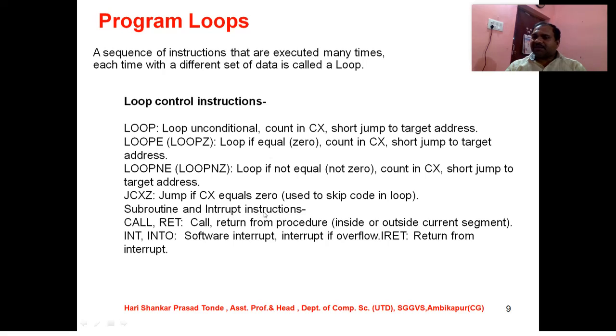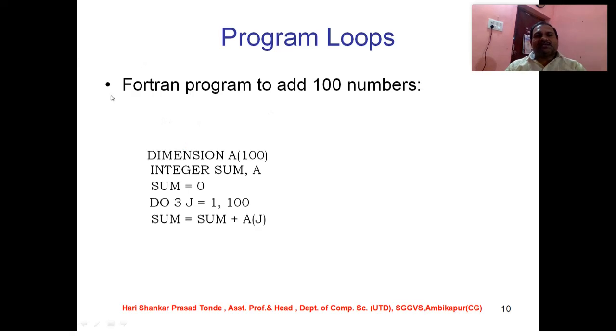Subroutine and interrupt instructions. These are the various subroutine and interrupt instructions which are also being used. CALL, RET means call, return from procedure. INT, INTO, software interrupt with overflow. IRET, return from interrupt. So these are the various types of instructions which we are going to use in the looping part. So this is a particular Fortran program for addition of 100 numbers.